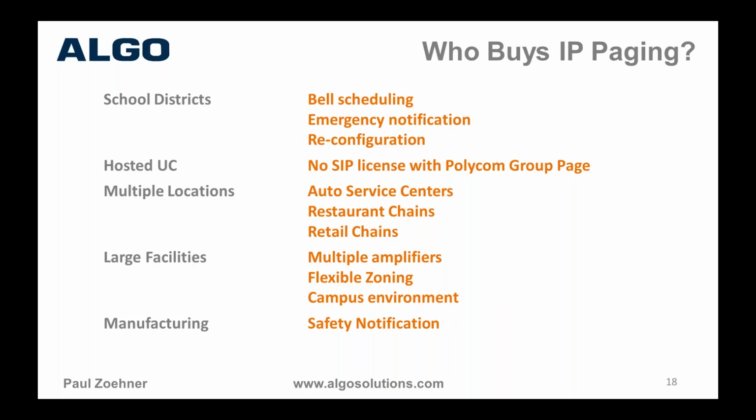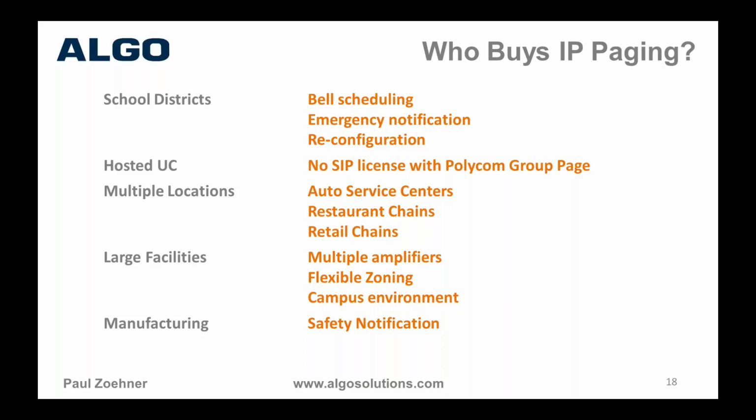Large facilities, of course, multiple amplifiers across airports, campuses, tying all these together with IP makes sense. The flexible zoning, where you can have as many zones as you want, makes sense in this market. Campus environment, of course, having everything on the network is a lot easier than trenching and putting in copper wire and moving that wire around to change your zoning requirements.